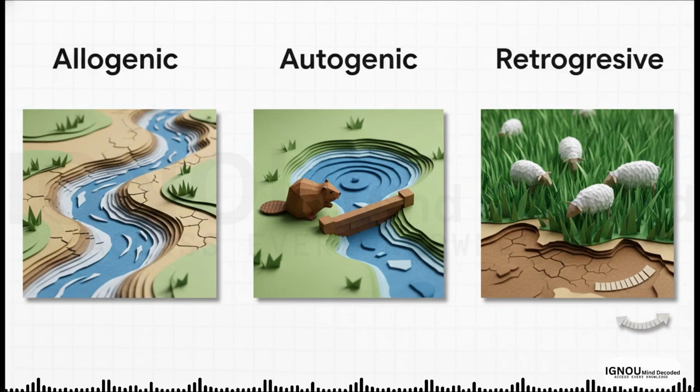And just to give you the full picture, there are a few other types. Allogenic succession is when the change is caused by outside forces, like a long-term shift in the climate. Autogenic is the opposite. That's when the organisms living there actually change the environment themselves, making it ready for the next group. And weirdly enough, sometimes succession can go backwards. We call that retrogressive succession, and it happens when an area is disturbed over and over again.